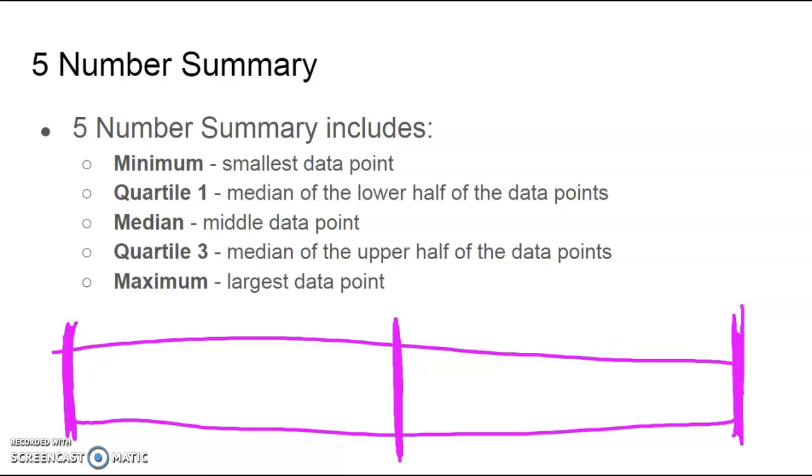Quartile 1 is the median of this data set right here. So the lower half of all the data, that would be like quartile 1, okay? And then quartile 3 would be the median of the upper half of the data set, okay?